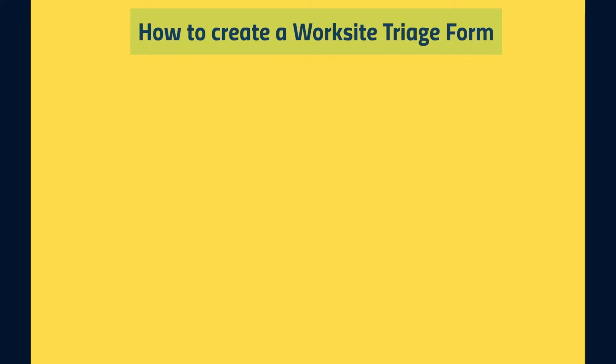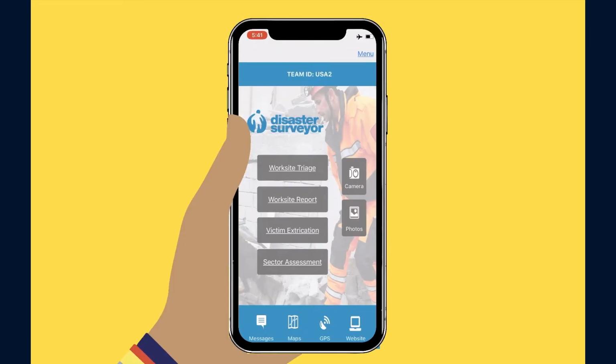So we want to make sure your Disaster Surveyor app is loaded, it's updated, and you are logged in, ready to go. So we're going to quickly go through how to create a worksite triage form. We have other tutorials available for you to give you more details. We're just going to really quickly go through how to create a worksite triage form. So what I'm going to do is go ahead and go through, and we're going to be using pre-populated forms just to expedite this tutorial.